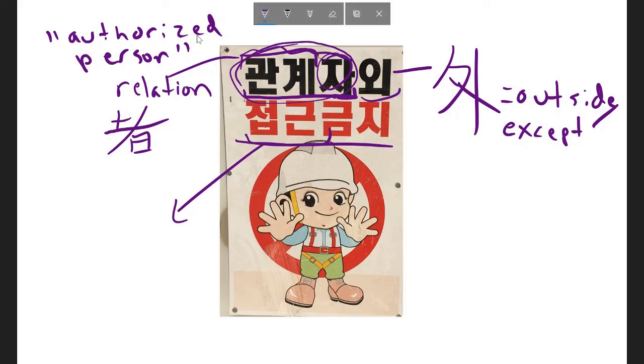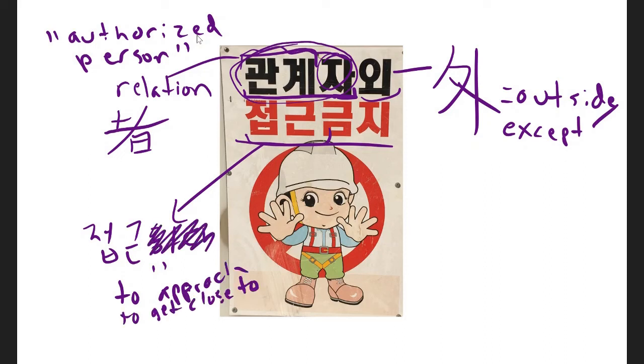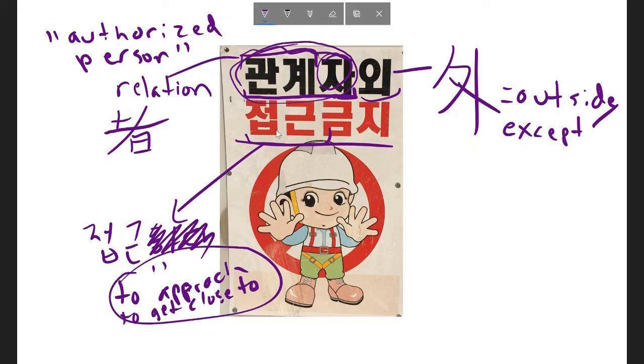접근, if I translate that, that's the 접근하다. Maybe I'll write that down. 접근하다. That means to approach, or maybe to get close to. And just saying 접근, that's just whatever the noun form of this would be. So approaching or getting close to or something like that.